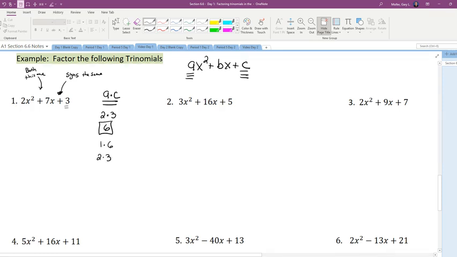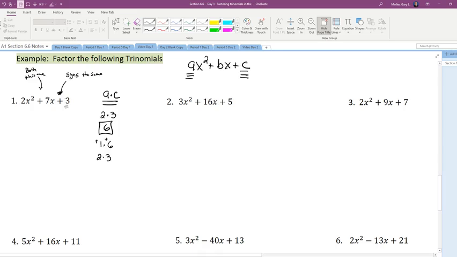So just like before, all I have to do is figure out which ones of these will add to be a 7. And that, of course, would be 1 and 6. We know the signs are the same and they're both going to be positive. Let's make it a plus 1 and a plus 6.